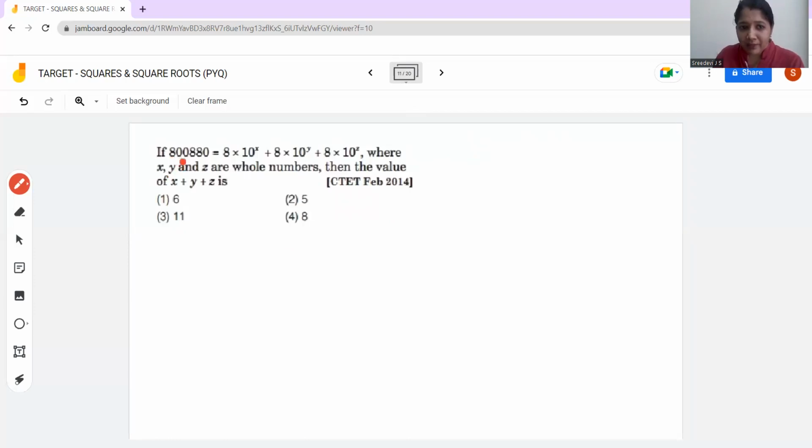Next, 8,880. It is actually written in the place value form. So we need to find out what the place values are exactly. That is the meaning of this question.